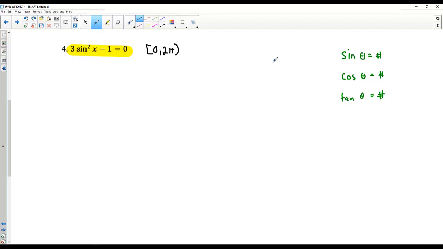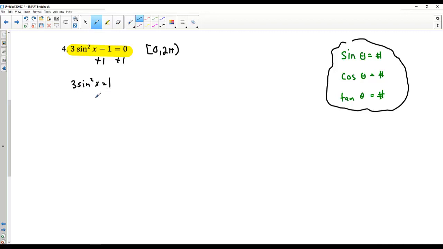So first, we have to somehow turn it into one of these forms. And so we're going to solve this equation. We'll basically just add 1 to both sides. And we get 3 sine squared x is equal to 1. We'll divide out by 3. So sine squared x is equal to 1/3. And then we'll take the square root of both sides.